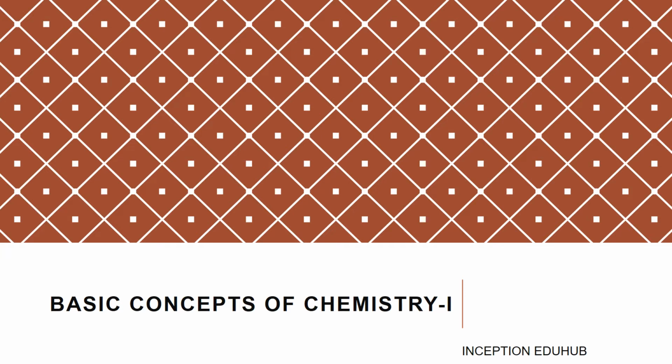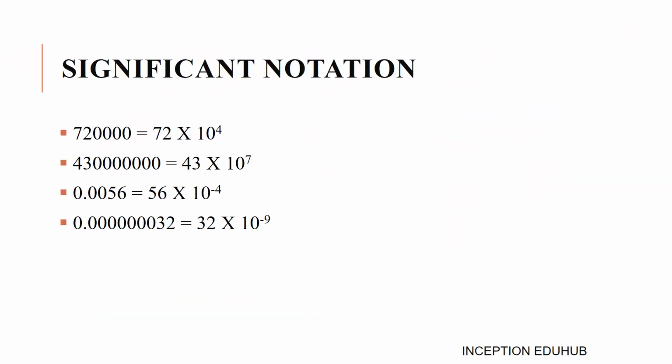So basically, chemistry is a branch of science which deals with the study of composition, structure, and properties of matter and the changes which the matter undergoes under different conditions. There are going to be various topics I'm going to cover in this series. Today's topic I have taken is scientific notation.